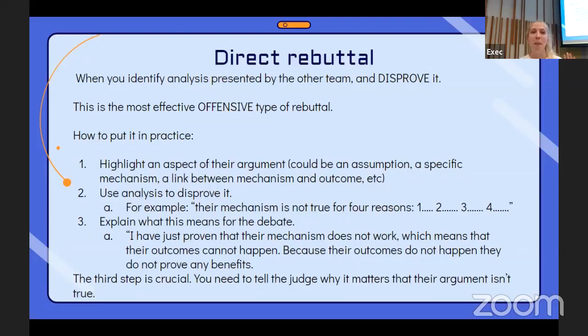So again, this is how you are improving yourselves. Even if you're not a brand new debater, the way that you get from being a pretty good debater to a really good debater is by linking things back to the context of the debate.